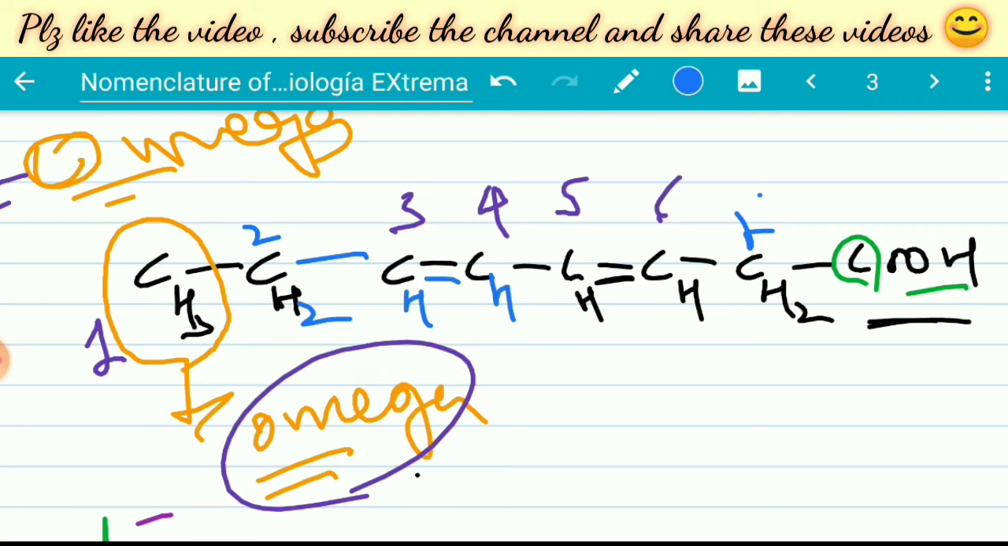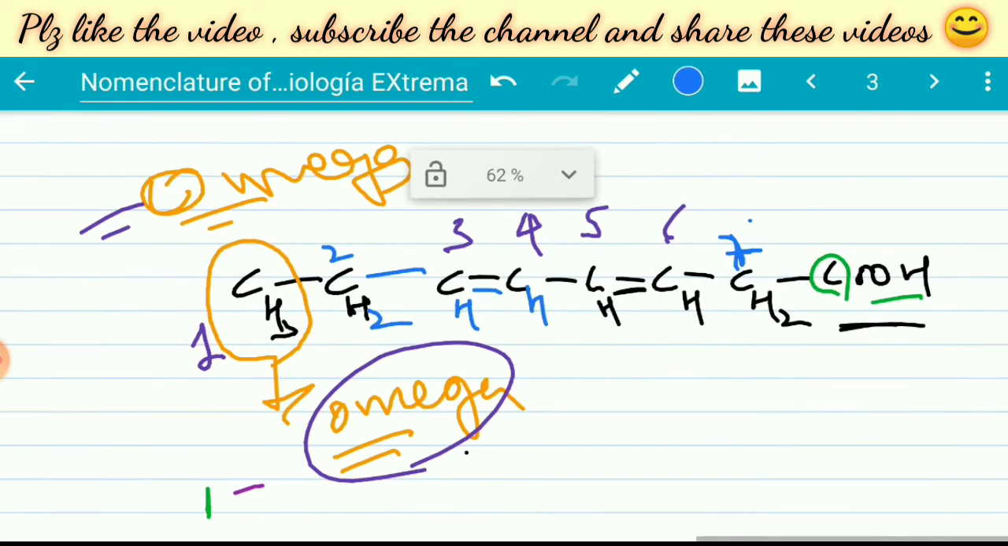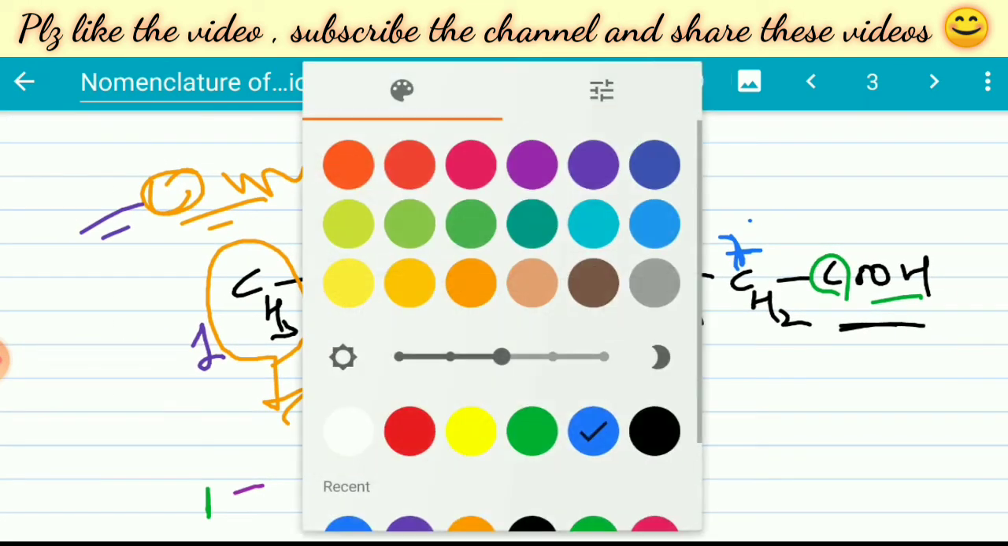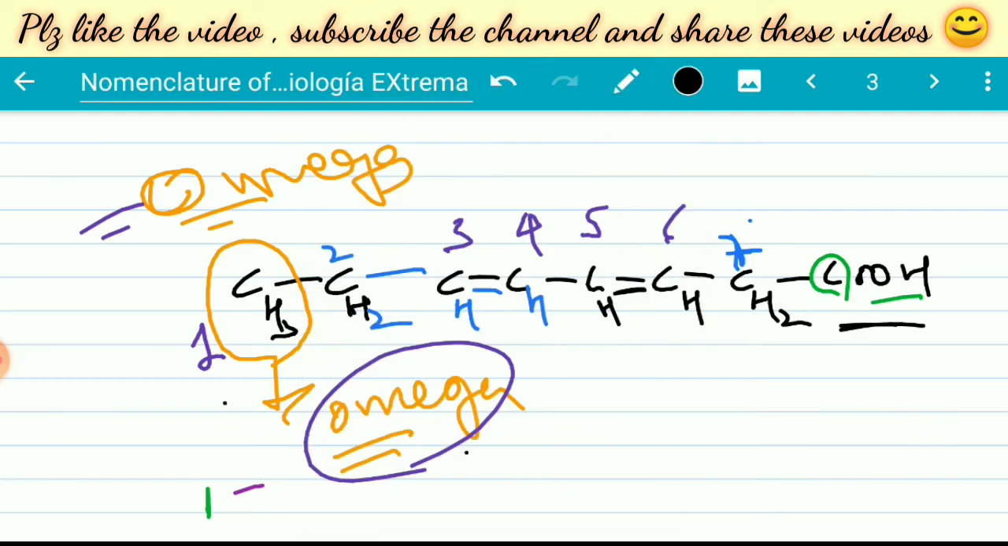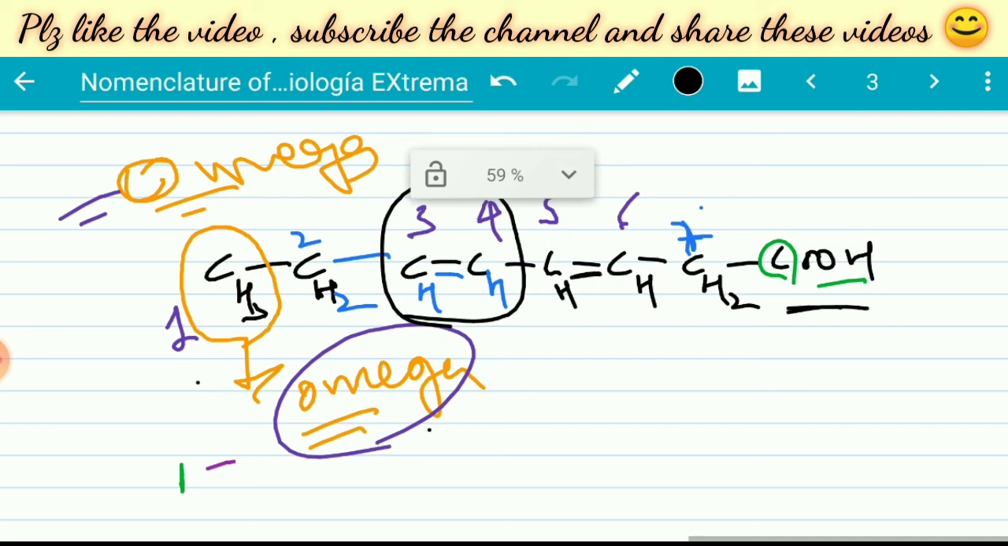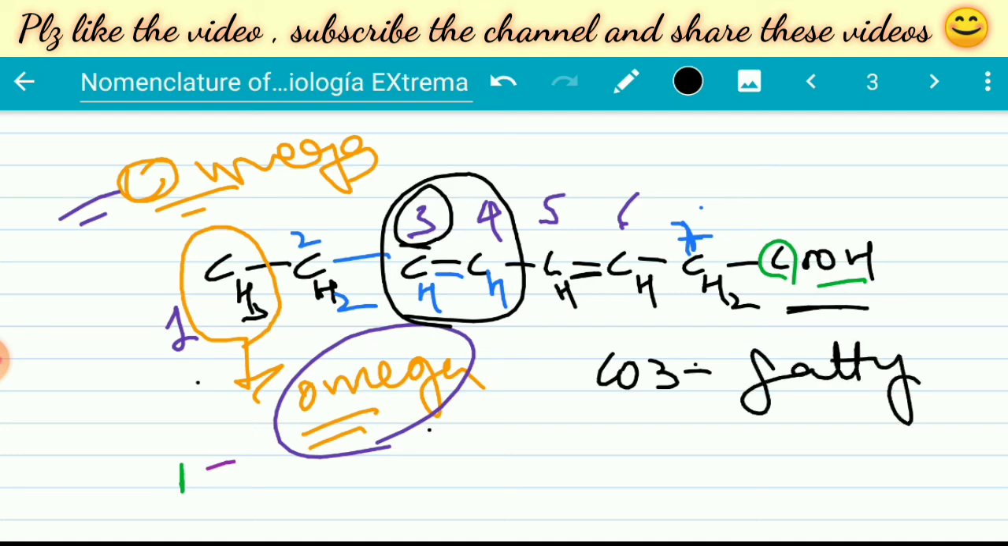So what we do is look for the double bond from the omega carbon, and here we have the first double bond. We look at the lower number carbon, and we write omega 3 fatty acids, because the double bond is between carbon number 3 and 4 from the omega carbon.